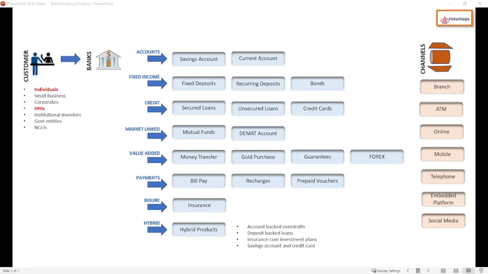Well, this is pretty much what I wanted to cover in this video. In my next videos, I will go into the depth of each of these products for other customer segments. We will also do a deep dive into the value stream mapping of each of these product value chains offered by the banking or fintech players.